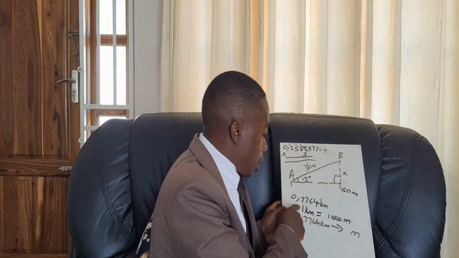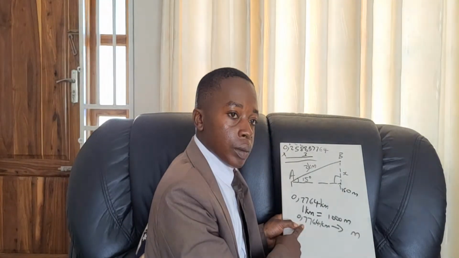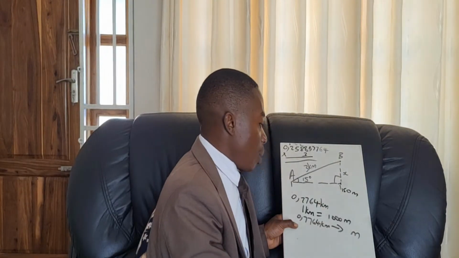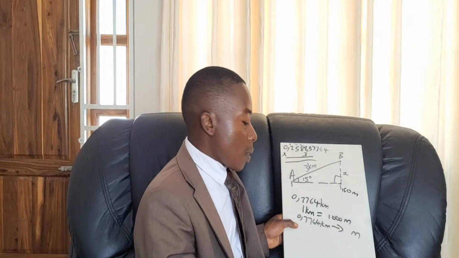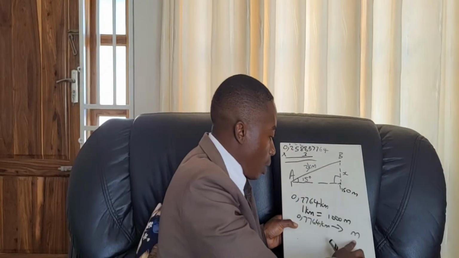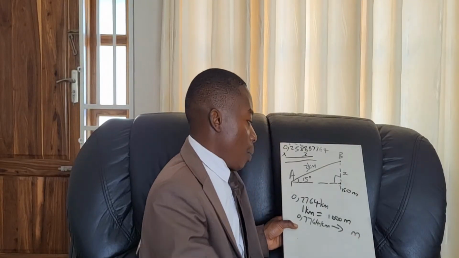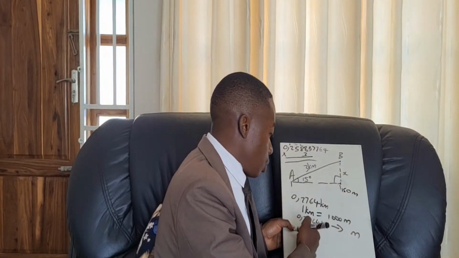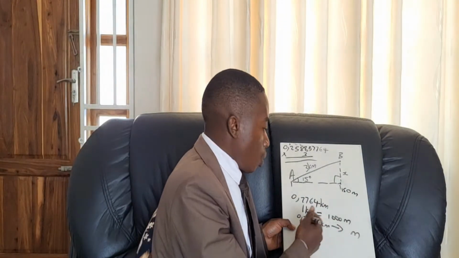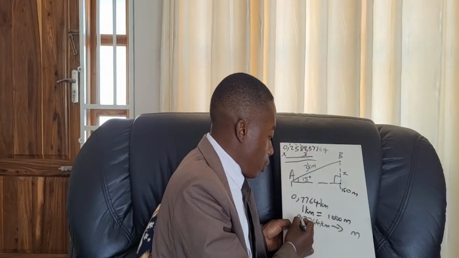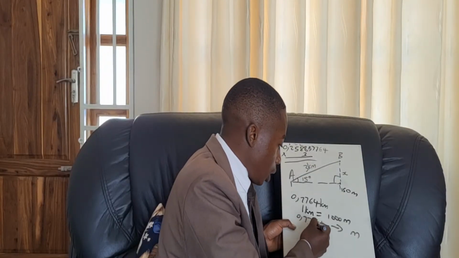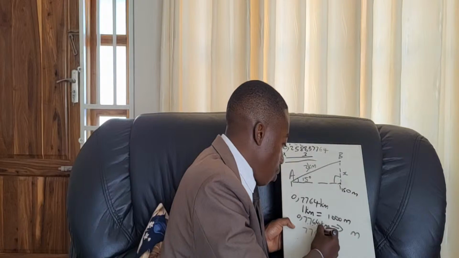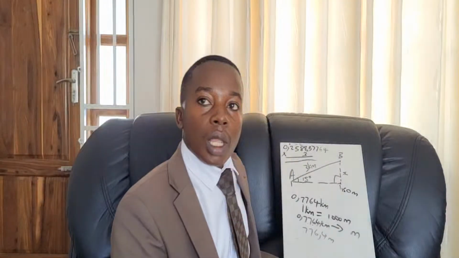We check. This is 1, this is less than 1, right? So what kind of fraction am I going to use? Am I going to get more or less? Yes, I'm going to get less. So I use a proper fraction, which means this is going to be on top. Are we together? So we're going to multiply this by 1,000. We just move this comma 3 times: 1, 2, 3. So it's 776.4 meters. Are we together?